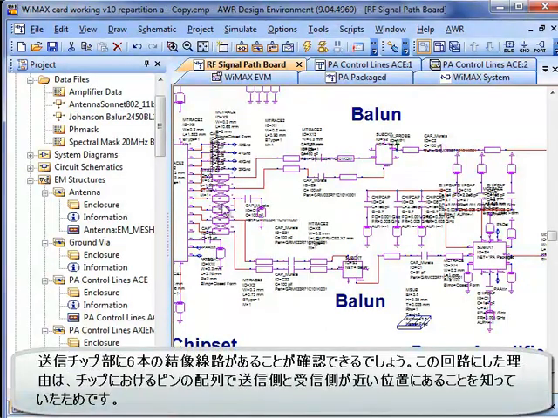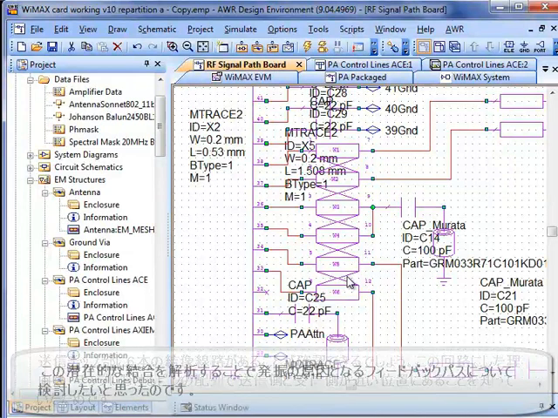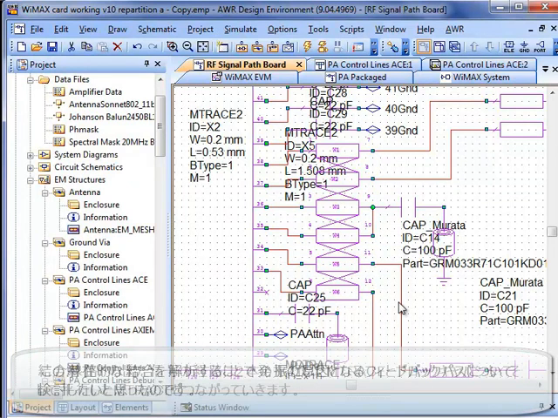Coming off the transceiver chip over here, you can see that I have a 6-coupled line structure. The reason why I've chosen to do that is because I know from the pin assignments on that chip that I have my transmit and receive side signals very close to each other. So I want to analyze that potential coupling in case I have a feedback path someplace further down on my chip that may cause an oscillation.